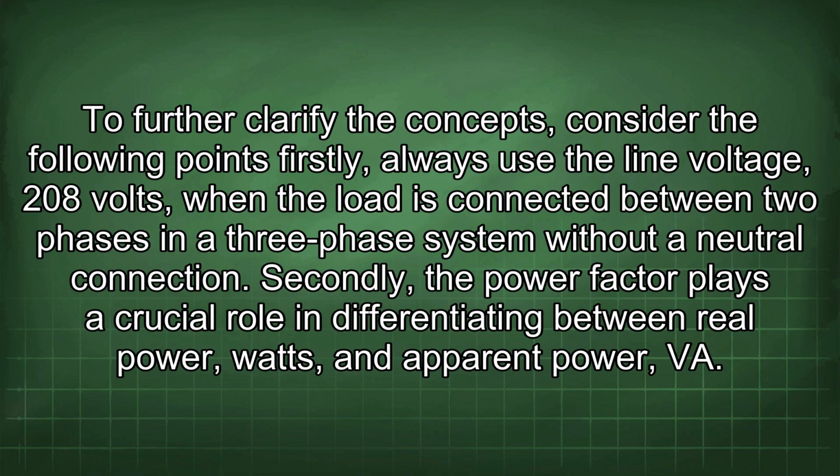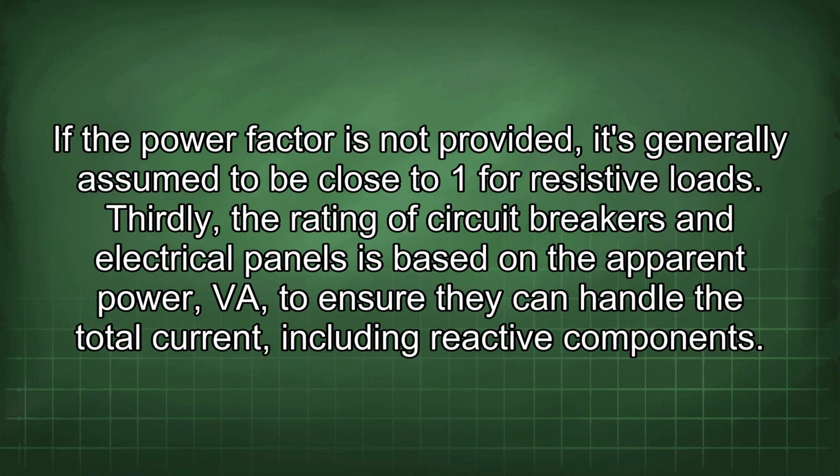Secondly, the power factor plays a crucial role in differentiating between real power, watts, and apparent power, VA. If the power factor is not provided, it's generally assumed to be close to 1 for resistive loads. Thirdly, the rating of circuit breakers and electrical panels is based on the apparent power, VA, to ensure they can handle the total current, including reactive components.